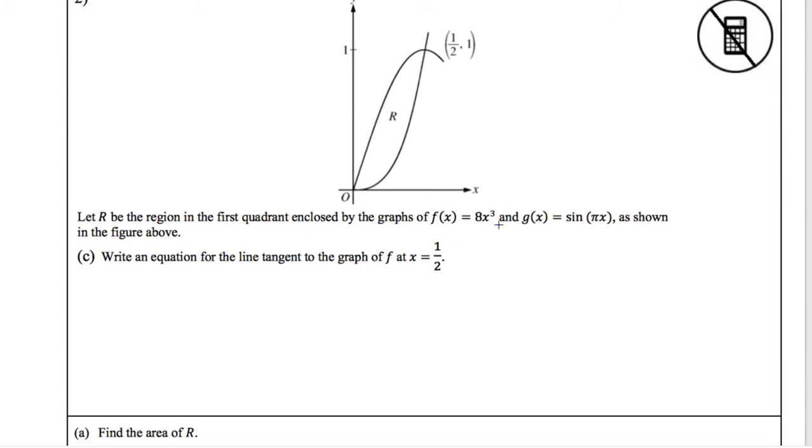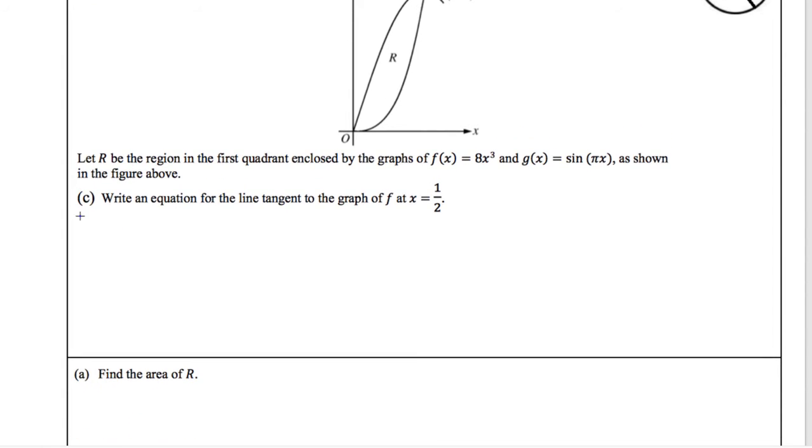Anyway, this is part A. Again, you're doing top minus bottom. Can I just raise hands? Does anyone want to see part A? Okay, let's do it.